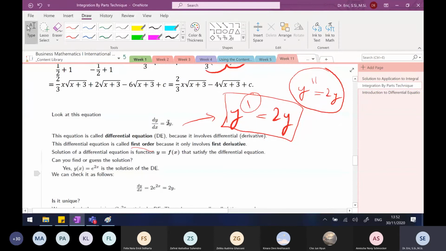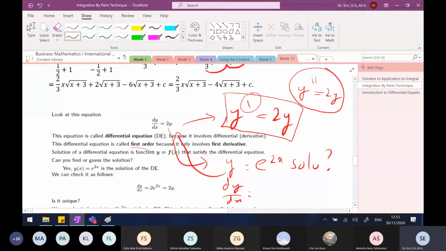And the solution of this is e to the power of 2x. Is it true? Yes, you can just use it. If y equals e to the power of 2x is a solution, very easy. Just substitute this. So dy/dx should be e to the power of 2x times the derivative of 2x with respect to x, that is 2. So you have 2 times e to the power of 2x. But e to the power of 2x is y. So you have 2y. So it satisfies this differential equation.